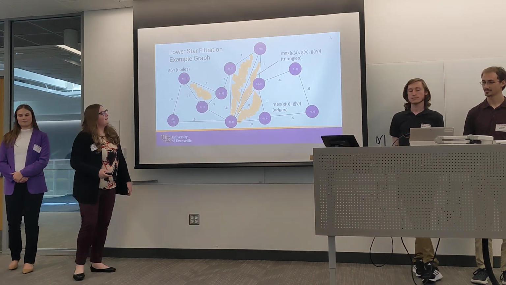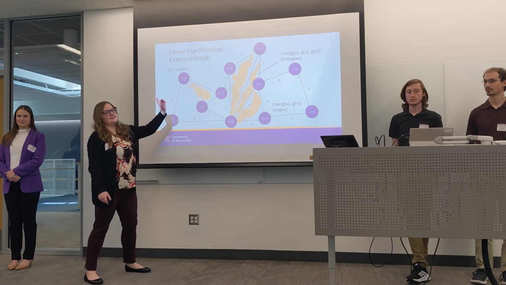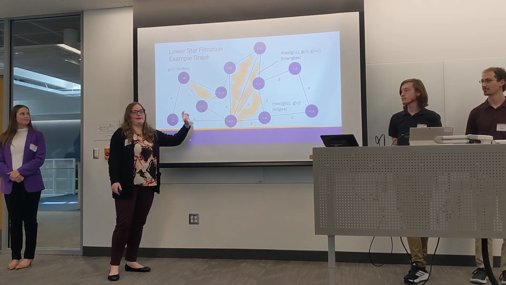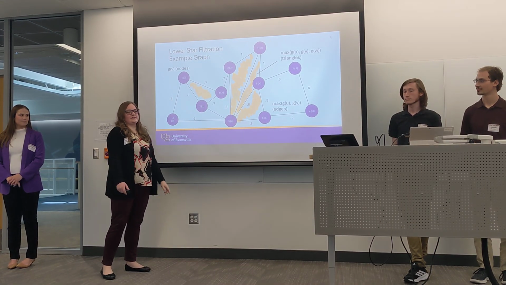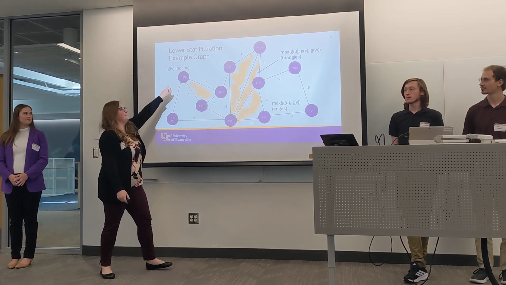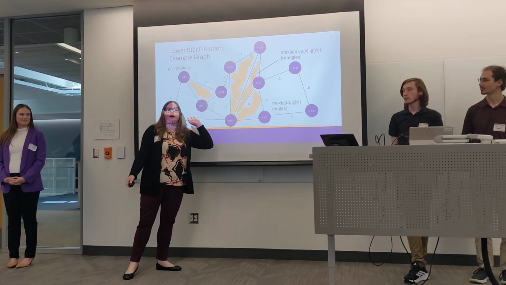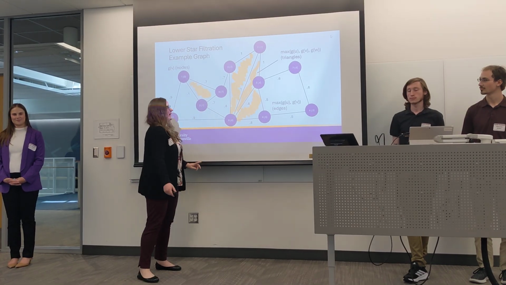So this is our lower star filtration graph. We get this from our G function, which we developed and we'll explain more on a later slide. From that we get a graph, and from that graph we get certain values for our nodes that we'll use for our persistence diagram and, pretty much, our filtering.